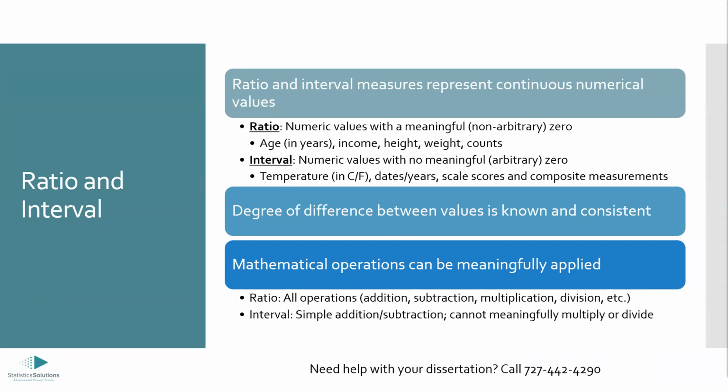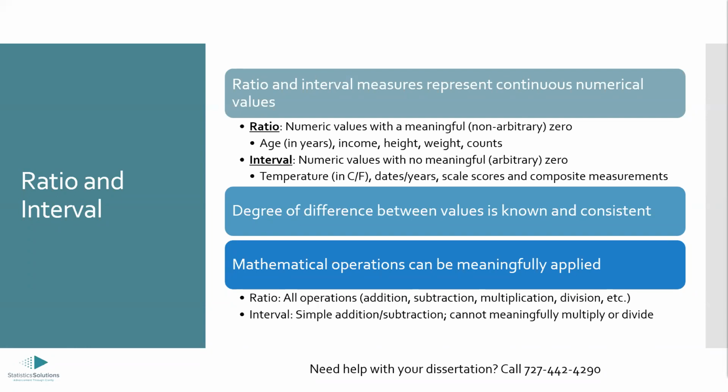And the same also applies to something like dates or years. So for instance, if you look at years, the year 0 AD does not represent the absolute beginning of time. It's an arbitrary 0 point. And so that's kind of the fine distinction between ratio and interval data.